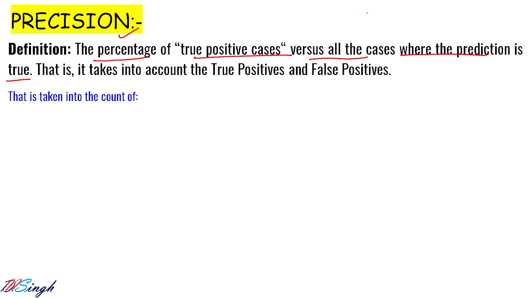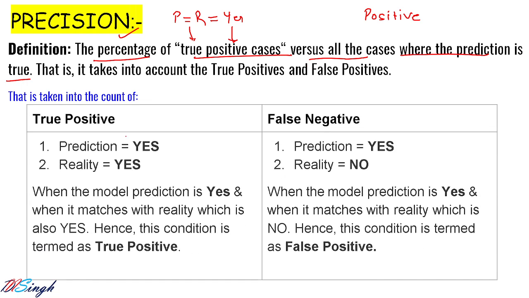Okay, that is what positive or positive only. Second word is fixed, where prediction is true. And true positive cases means what? Where you have prediction is equal to reality, that's why the true comes. And prediction is also what? Yes, that's why this positive comes. So this is a case of true positive versus all the cases where prediction is true. That is the definition of your precision.